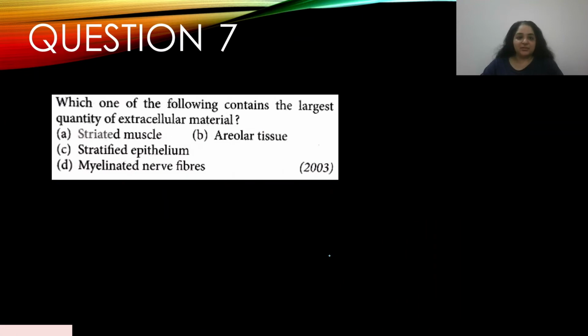Question number 7. Which one of the following contains the largest quantity of extracellular material? It appeared in 2003. A. Striated muscle, B. Areolar tissue, C. Stratified epithelium, D. Myelinated nerve fibers. So the one that contains the largest quantity of extracellular material is B. Areolar tissue, the loose connective tissue. Answer is B.